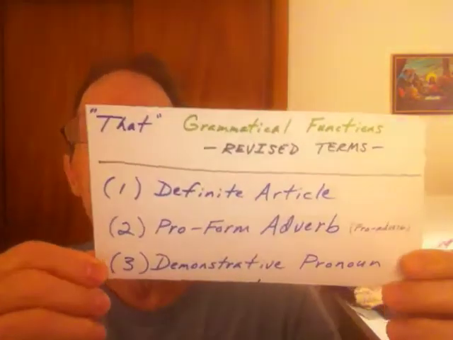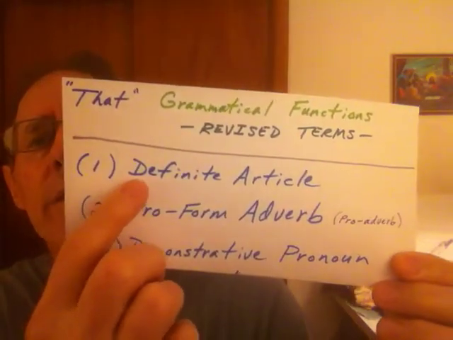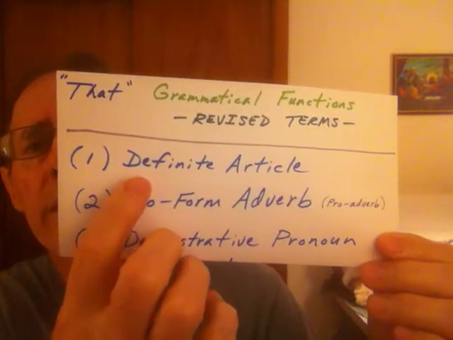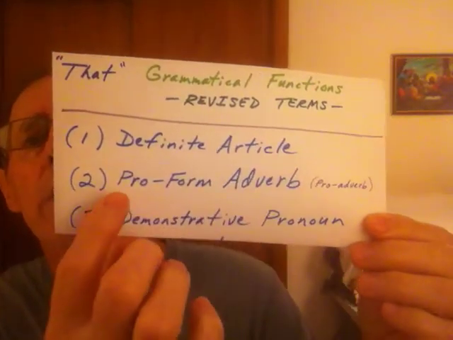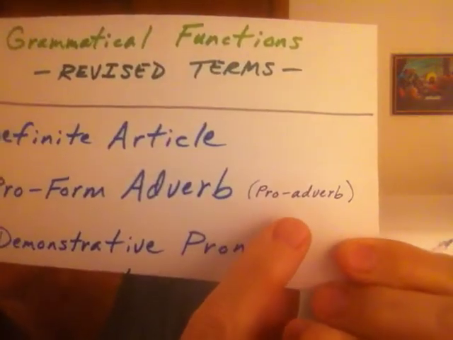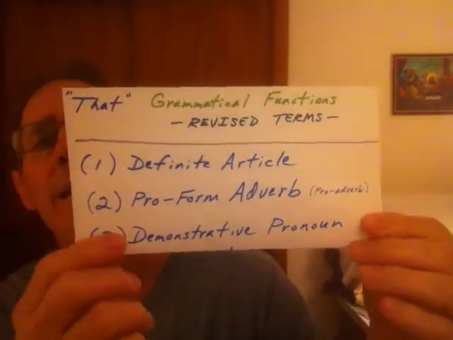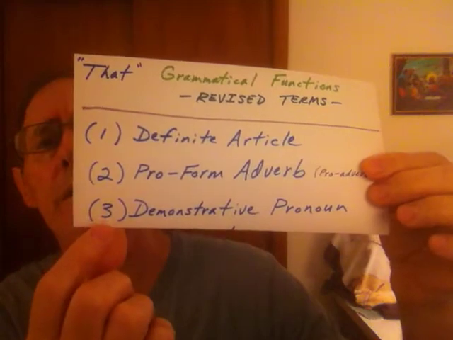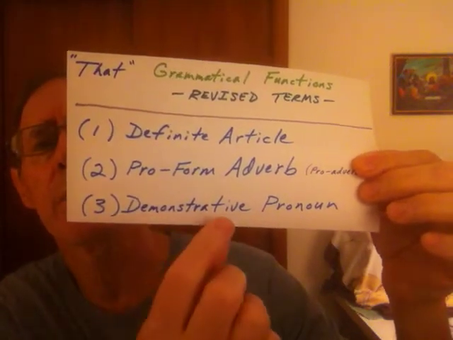All right, now if you've seen my previous videos, you'll notice that I've been keeping the grammatical functions, embracing them, but changing the names. In other words, the first grammatical function, I call it that of a definite article. The second one, a pro-form adverb, or you could just say pro-adverb for short if you want to, it doesn't matter. And then I call the third function demonstrative pronoun, which is what they do in contemporary grammar. They call it the same thing.